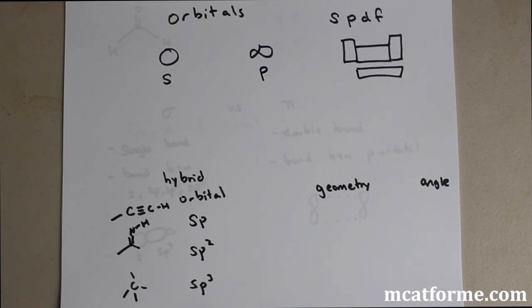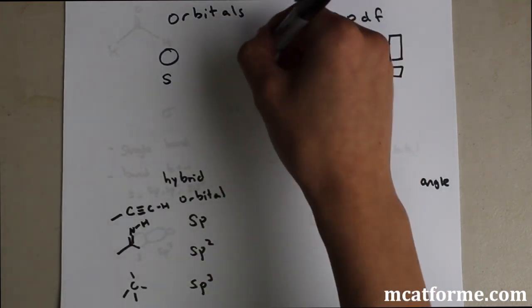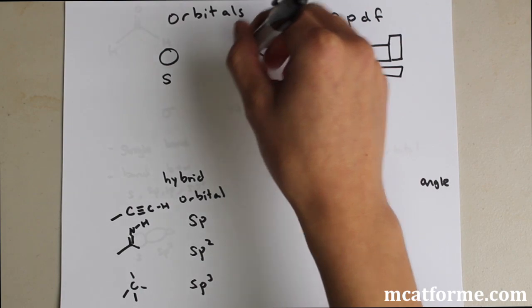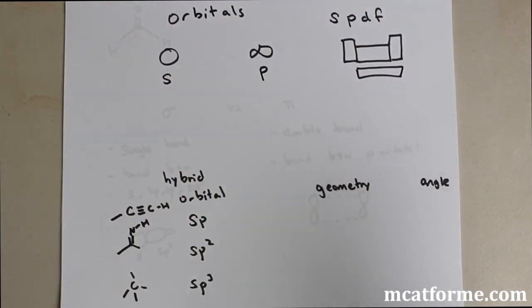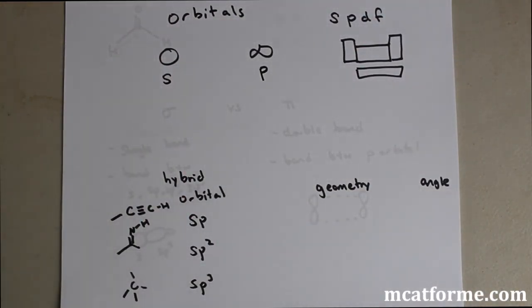And the orbitals are the probability that the electrons will be located in that location. So the electrons have a very high probability of orienting themselves in that dumbbell shape, whereas s is a sphere.